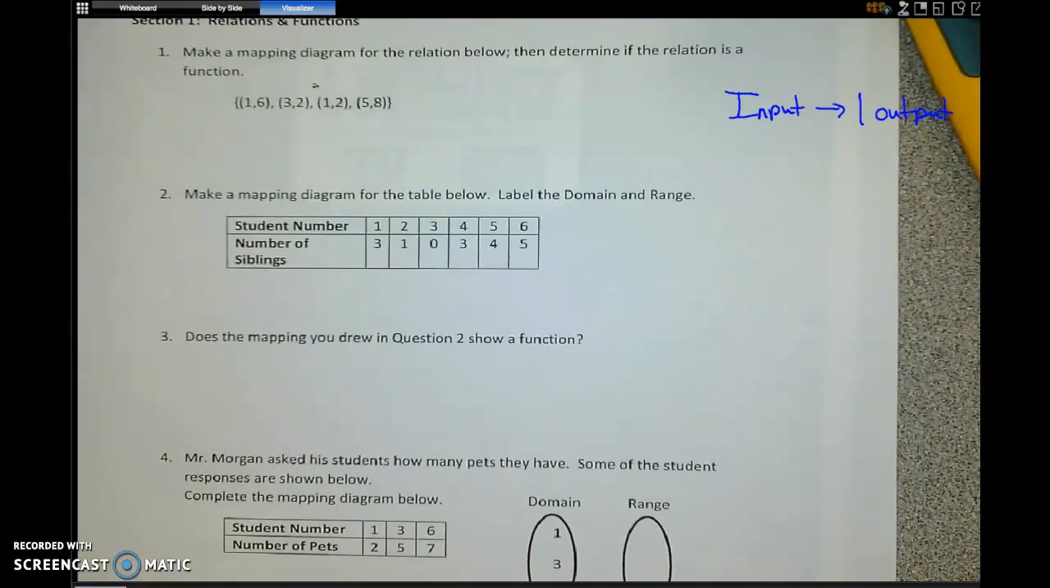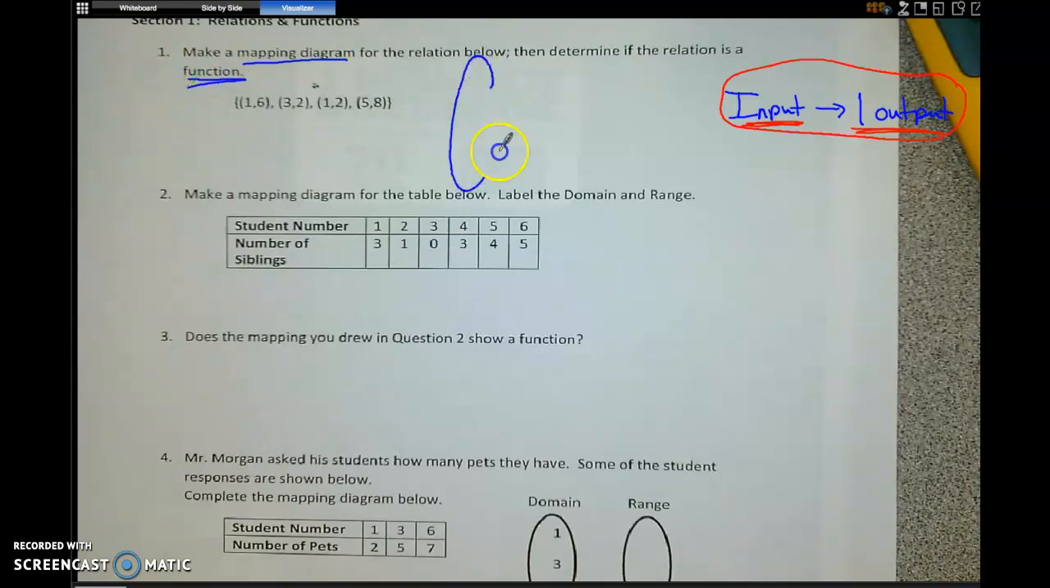All right, guys, we're going to look at tonight's homework. We're looking at relations and functions, looking to determine if it is a function or not in most cases. So remember that really with functions, we want to make sure that each input has only one output. So if we look at number 1, we're looking for a mapping diagram and then determine if it is a function.